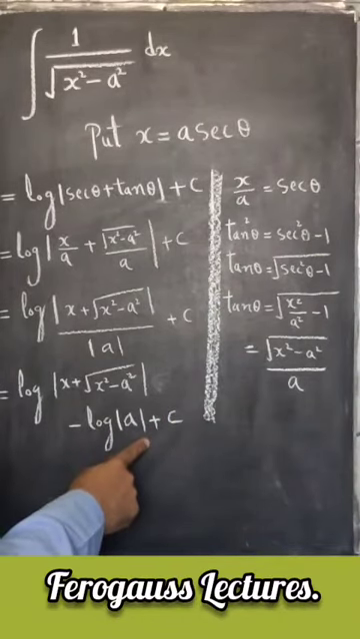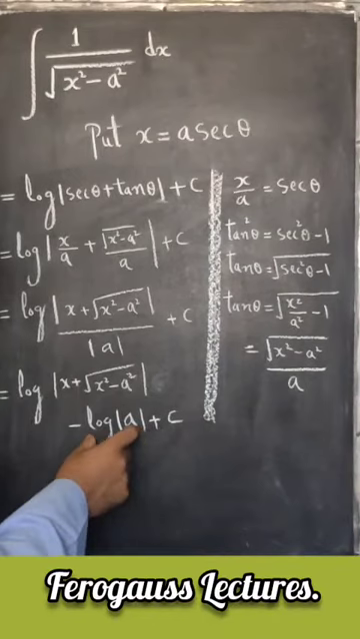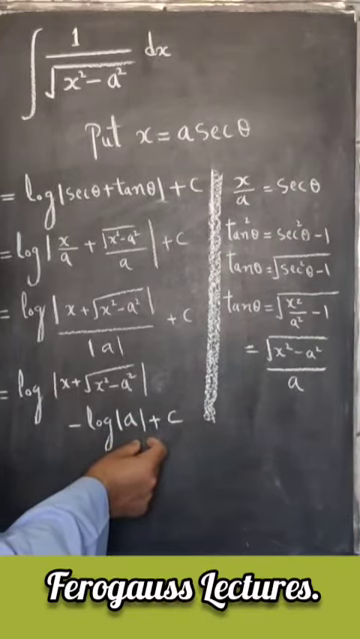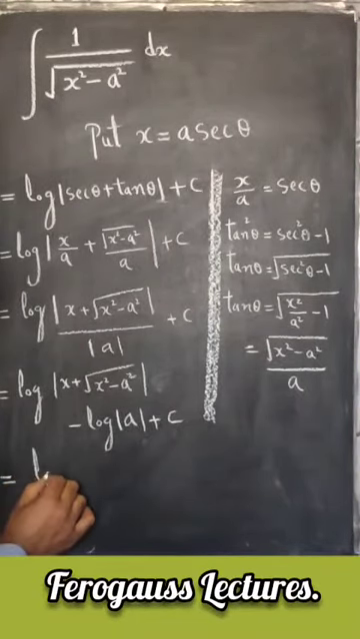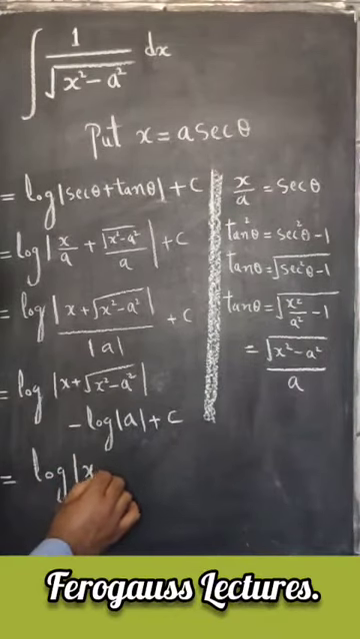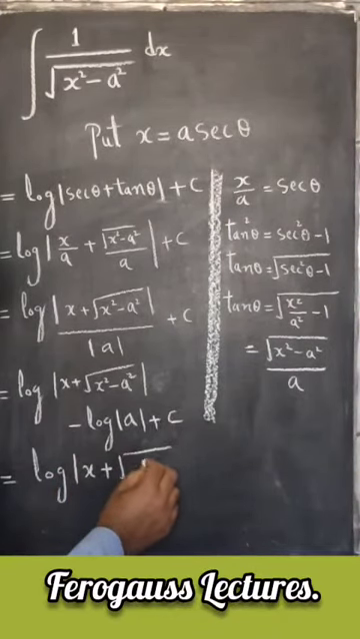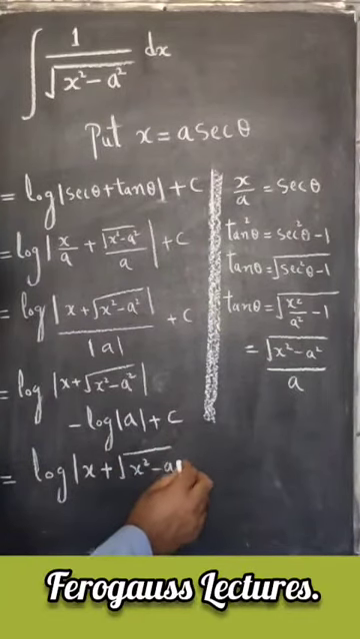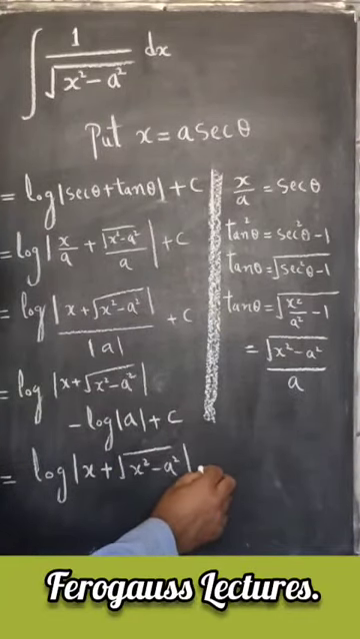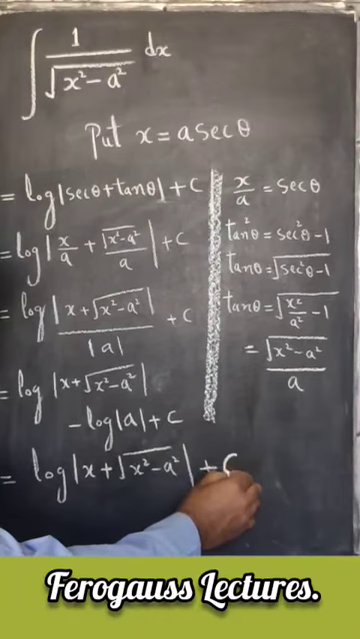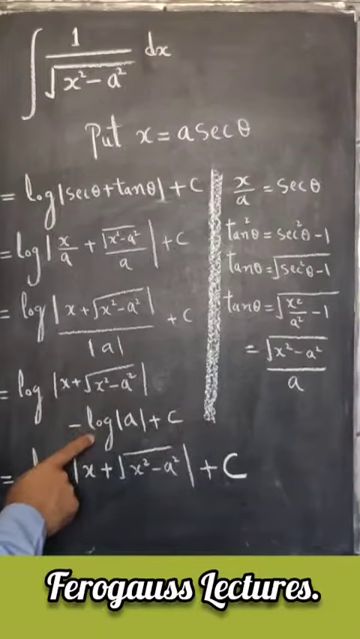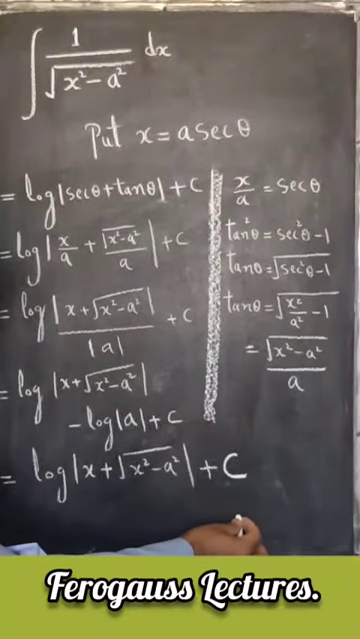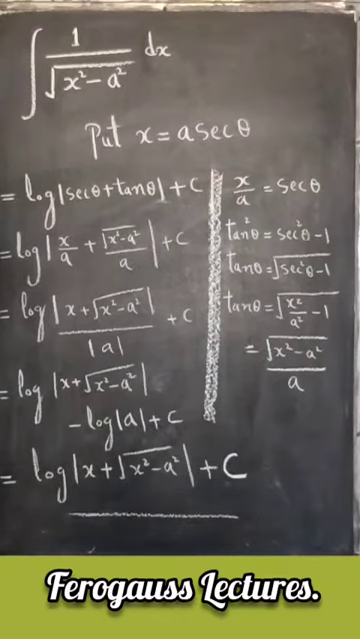Now this log of mod of a is also constant, so instead of minus log of mod of a and this plus c, we can write log of x plus mod of x square minus a square plus, instead of these two constants we can write a single constant. Let us write capital C. Now this capital C is this plus c minus log of mod of a. That completes the question.